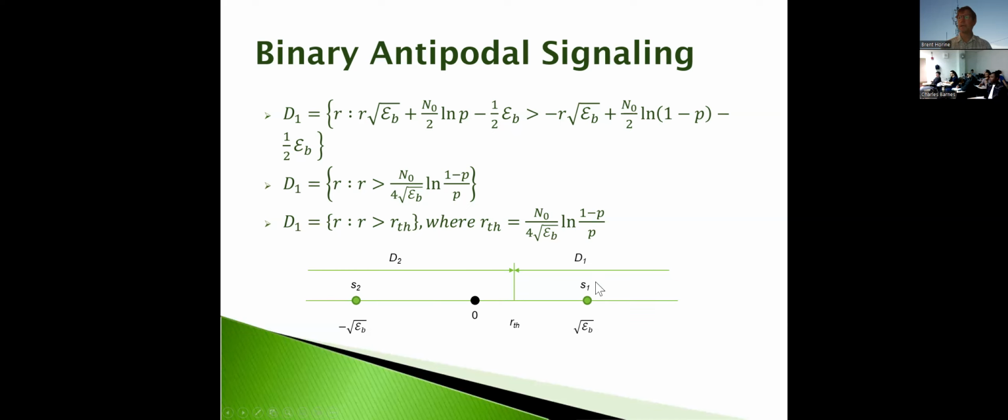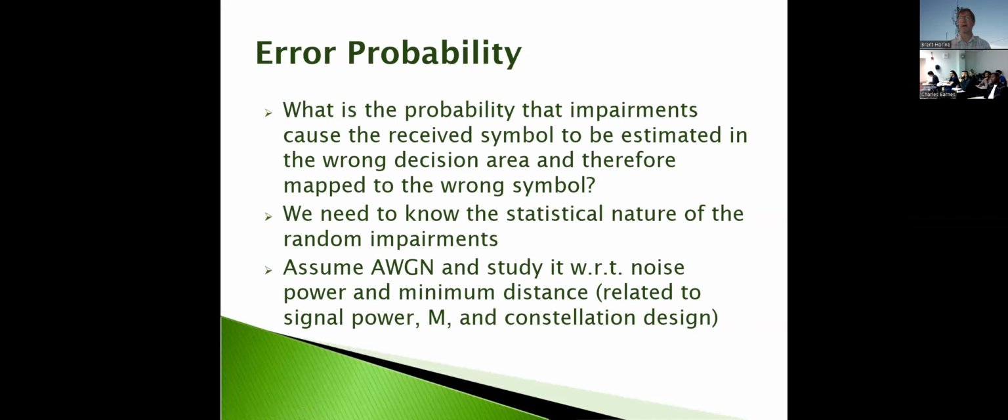So what is the probability that in this simplified case, our additive white Gaussian noise would be so strong that it moves this constellation point down here, and therefore we're making a wrong conclusion about it? So we need to know the statistical nature of the random impairments. So we're going to assume additive white Gaussian noise, mostly because that's the easier one that we know.